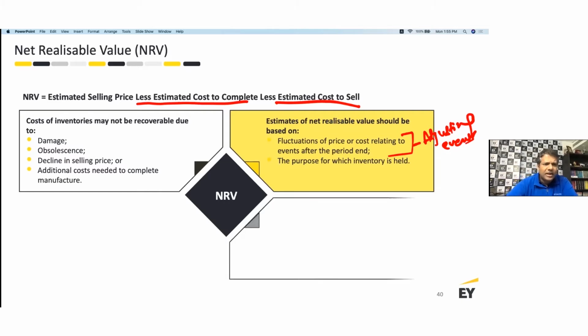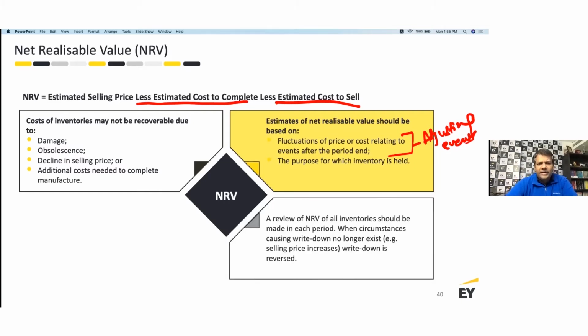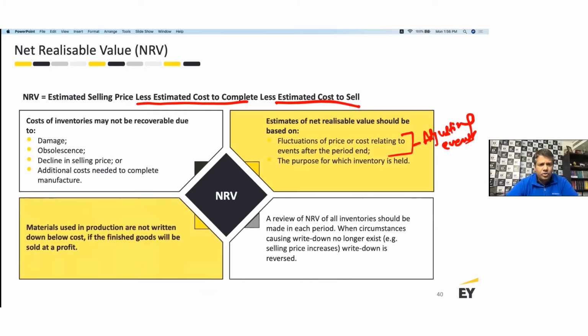Now, when you look at NRV as a concept, a review of all inventory should be made in each period. And if the circumstances causing the write down no longer exist, then you're allowed to write it back, up to your cost. Now, materials used in the production process are not written down below cost if the finished goods will be sold at a profit.